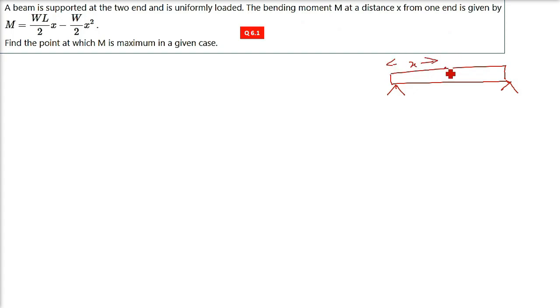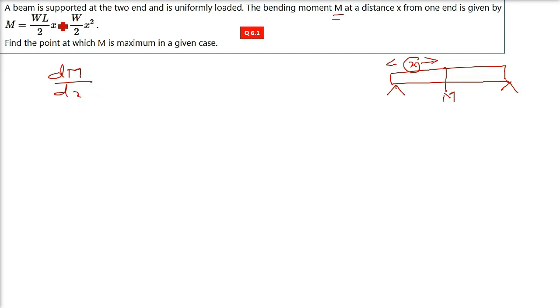If one of the parts is x, the next part will simply be the distance minus x. But we don't know the total distance, so you can call it L. L is the length of this beam, which is also given in the question. W you can call the weight. M is the bending moment. Moment is one kind of force. So M equals WL by 2 x minus W by 2 x square is already given.